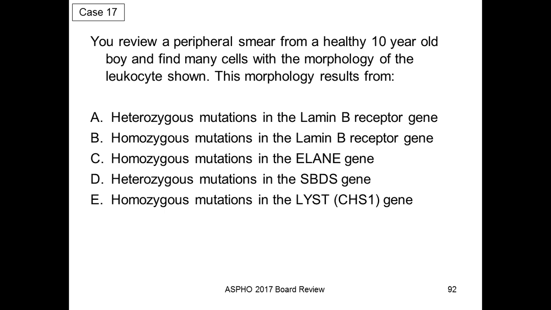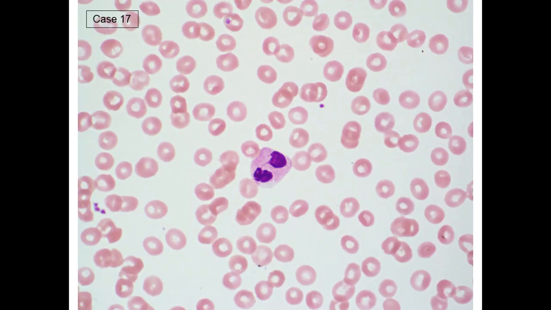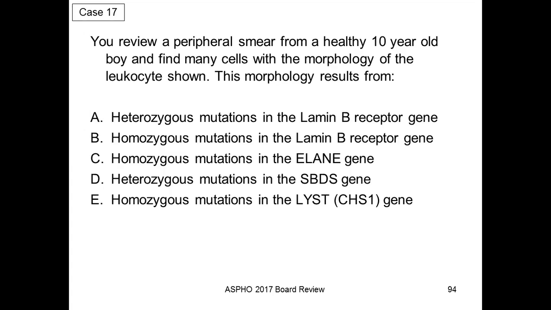So this morphology results from heterozygous mutations of lamin B receptor gene, homozygous mutations of lamin B receptor gene, homozygous mutations in the ELANE gene, heterozygous mutations in SBDS gene, or homozygous mutations in the LYST gene. When looking at this neutrophil, you can see that it's bilobed with a single strand connecting the two lobes. It's an example of a Pelger-Huët morphology. And Pelger-Huët is caused by mutations in the lamin B receptor gene.